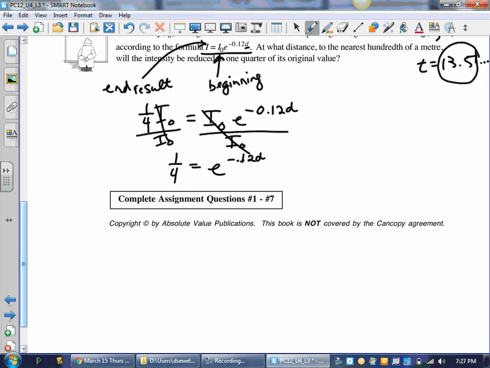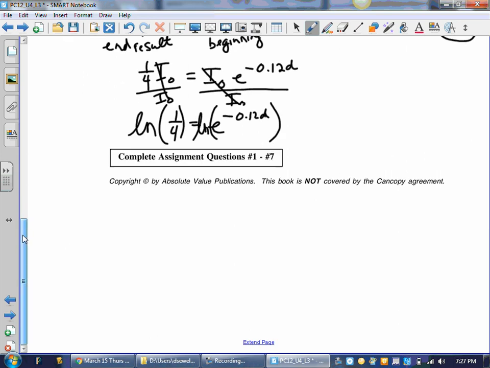Who remembers what the inverse operation of the E function is? I'm just going to write that up there again. It looked messy. You're right. It's the natural log. So we're going to take the natural log of both sides. It's going to look like this. We're going to have the natural log of 1/4 equaling, now what happens to the natural log and the E function? Well, they're inverses, so they cancel, or think of them as canceling, and what you end up with is negative 0.12d, and life is good.